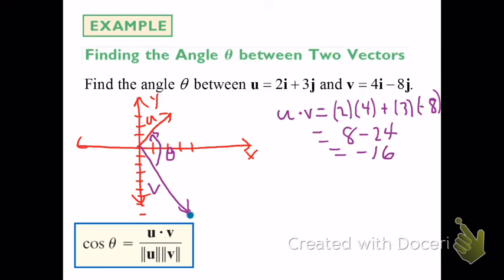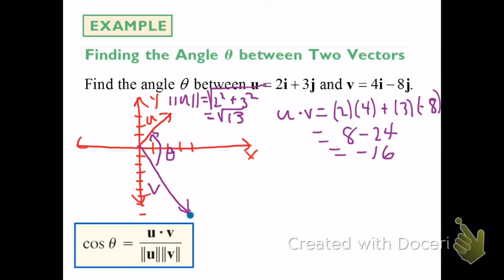And so let's take a look at what the magnitude of u is. Let's move that over here. So the magnitude of u is going to be the horizontal and vertical components squared and added together. So we have our 2 squared plus our 3 squared. And then we're going to take the square root of that. Okay, so that's 4 plus 9 or 13. So this is the square root of 13.